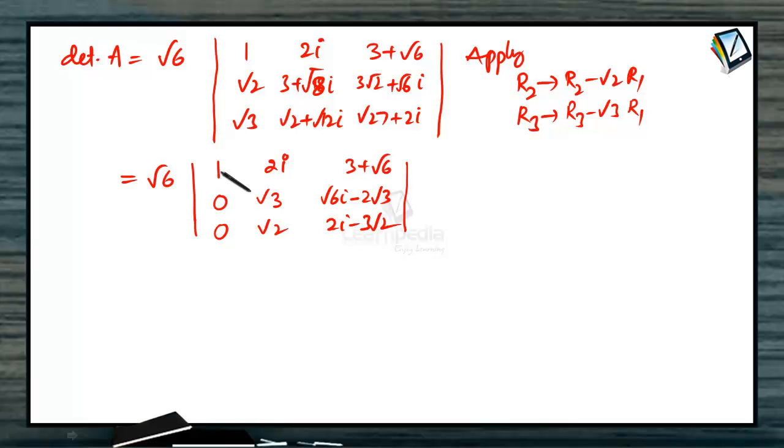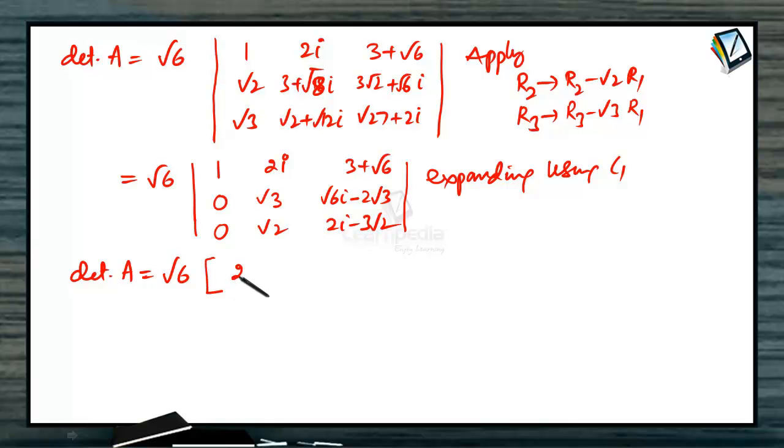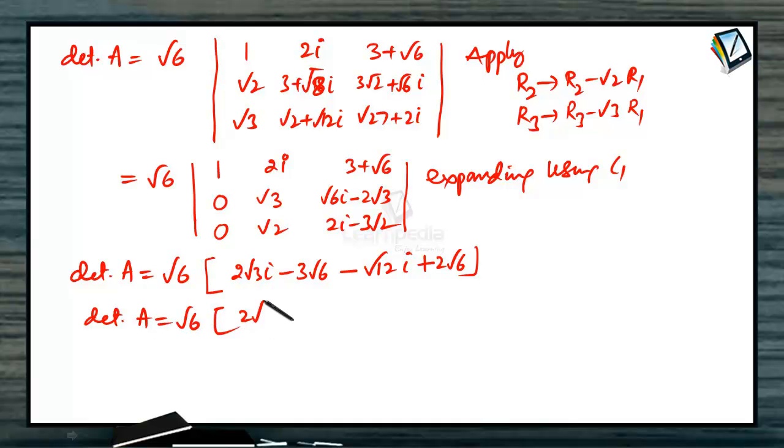Well, expand using column 1. Expanding using column 1, we'll get det of A is equal to root 6 into root 3 into 2i is 2 root 3i, minus 3 into root 2 is 3 root 6, minus root 12 into i, and minus into minus plus 2 into root 6. Therefore det of A is equal to root 6 into 2 root 3i minus 3 root 6 minus root 12, which can be written as 2 root 3i, and plus 2 root 6.